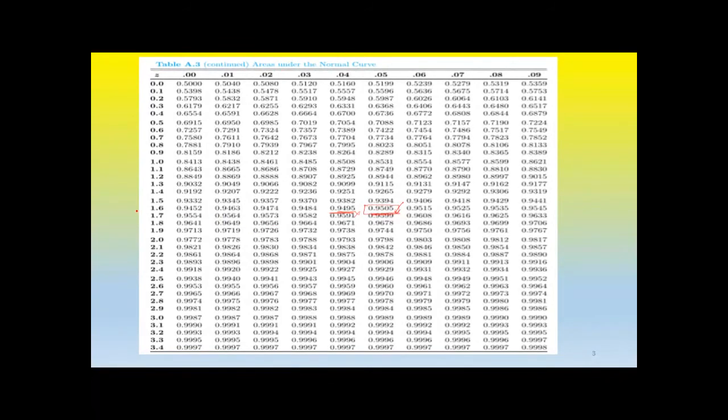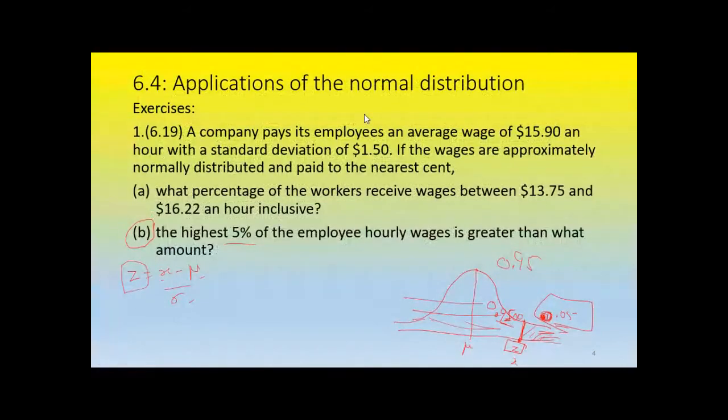So from the left side we get 1.6, and from the top we get 0.05. The value of z is positive 1.65. 1.64 is also valid, but okay, we can take z as 1.65. Go back to this problem, and now the z value is given: z is 1.65. So what is x?